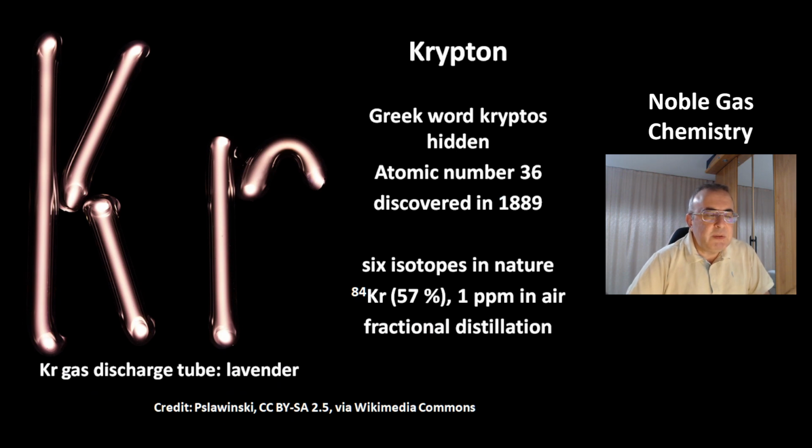Krypton gas gives you a discharge tube with a lavender color. Its name comes from the Greek word kryptos, which means hidden. Atomic number is 36. It was discovered in 1889. There are 6 isotopes in nature, the most abundant of which is isotope 84. But the concentration is just 1 part per million in air, and it is isolated by fractional distillation.